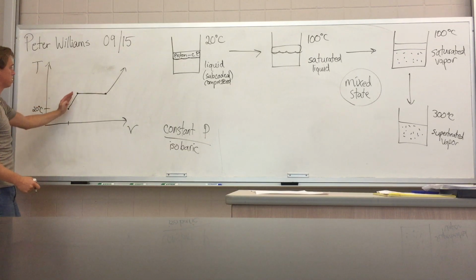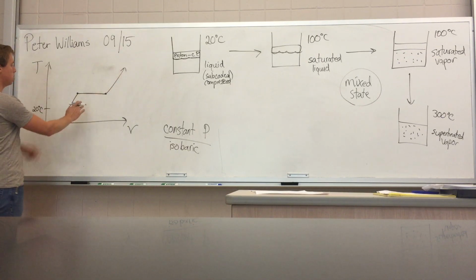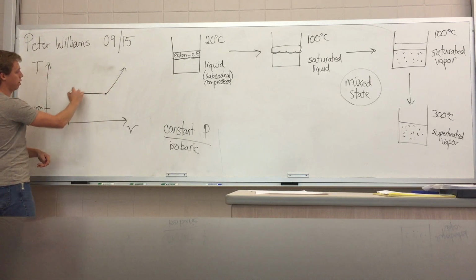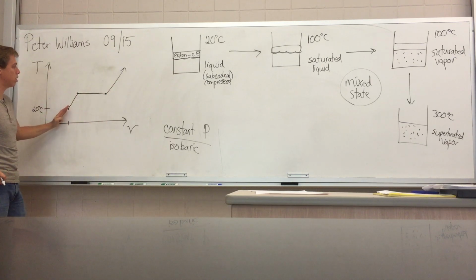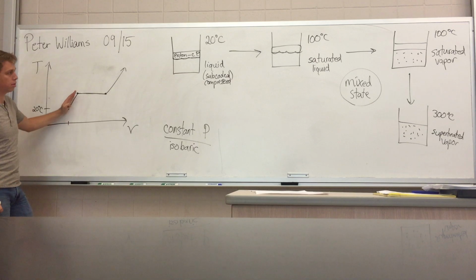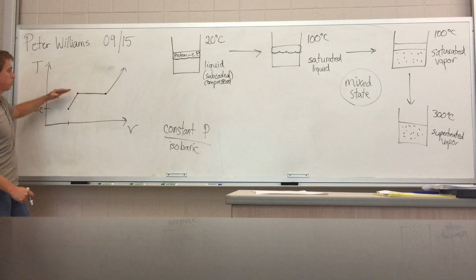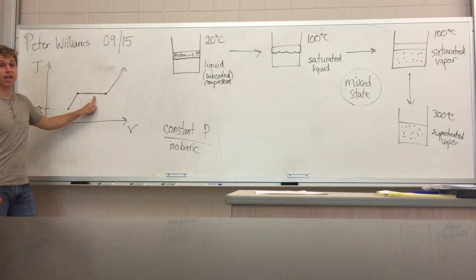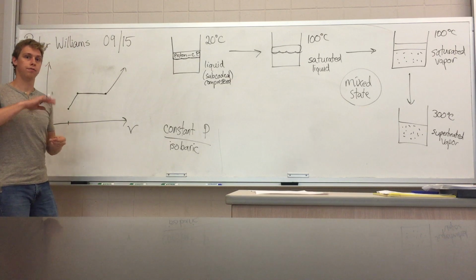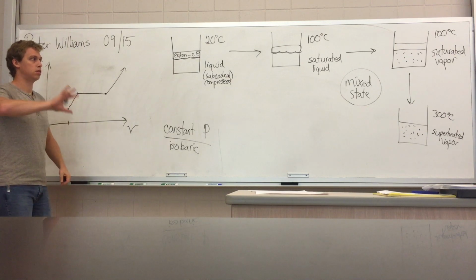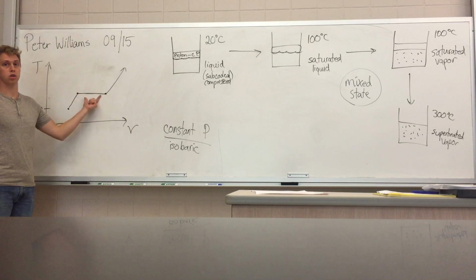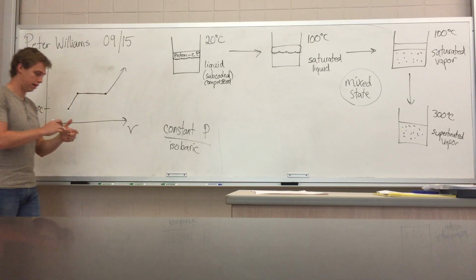So we were increasing to start and increasing again. Notice that this flat line sort of interrupts our line going up. It doesn't always just increase, temperature and volume go up together. It's interrupted by this flat line here, which is the mixed state. That's where our phase transition is happening from completely liquid to completely vapor. That's the physical interpretation of this flat line.